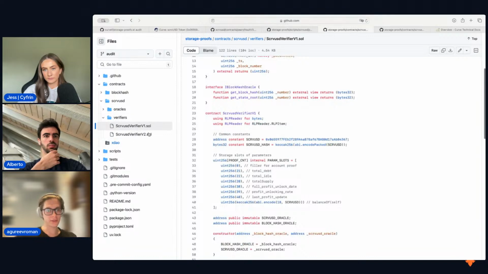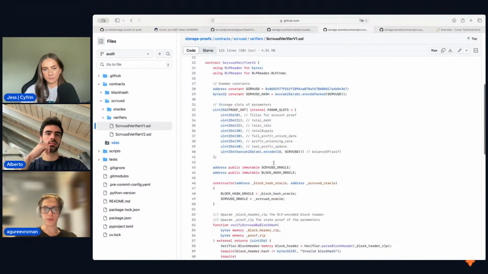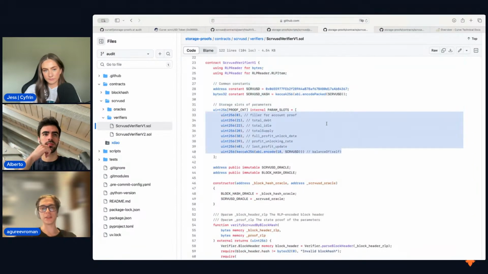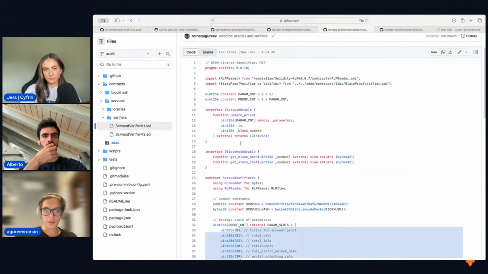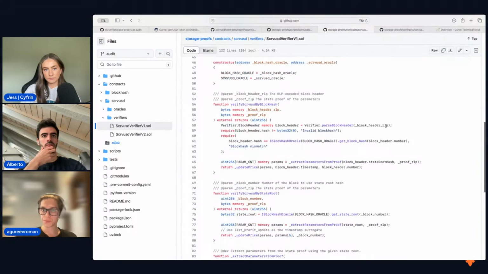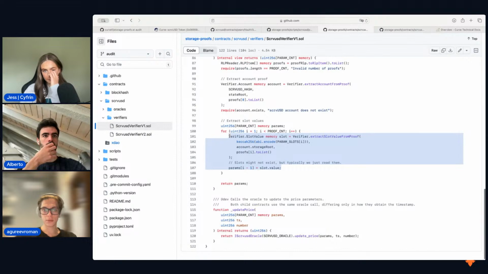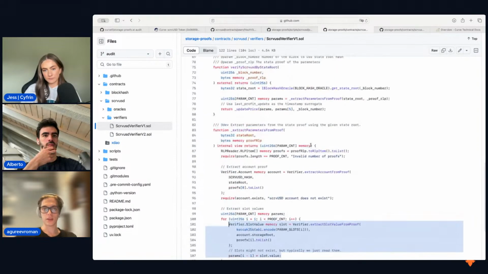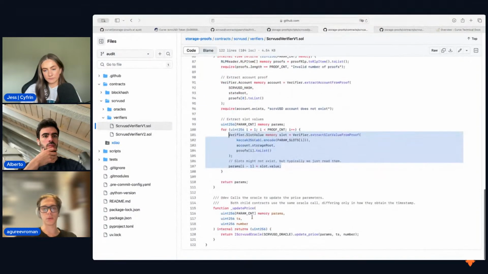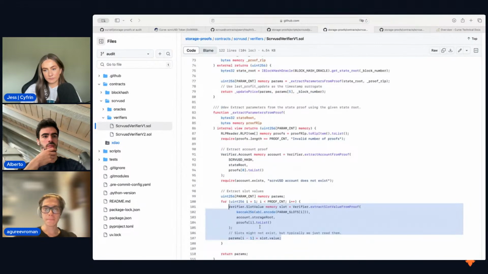I'll show it here in the contract. Here is the scope, version 1 and version 2. Here we have all these parameters needed for the price calculation. We just store which storage is being used, and here we verify the block header, check the block hash, then extract the parameters, taking them from the proof, and forwarding them to our oracle that handles it later.